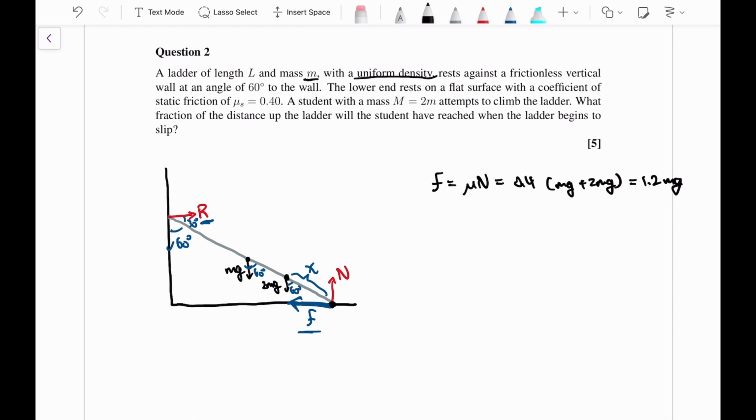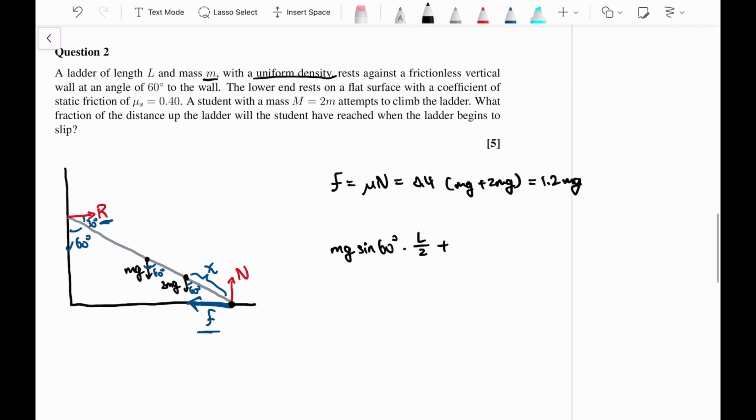So basically, mg times the sine of 60 degrees times L over 2, plus 2mg times sine of 60 degrees times its distance up the ladder, which will be x, is equal to R times sine of 30 degrees times its distance, which is basically L.